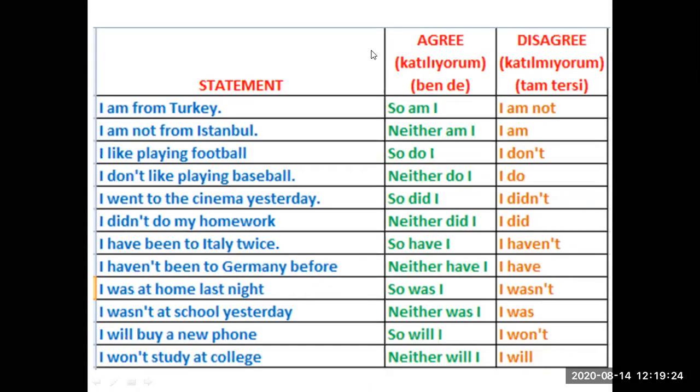Here you have some examples where you can see when they are using different tenses. For example, this is present, and present. They are using the verb to be. In the response, I am using the verb to be, positive or negative. Okay. Here we're using the past. I went to the cinema. So did I.